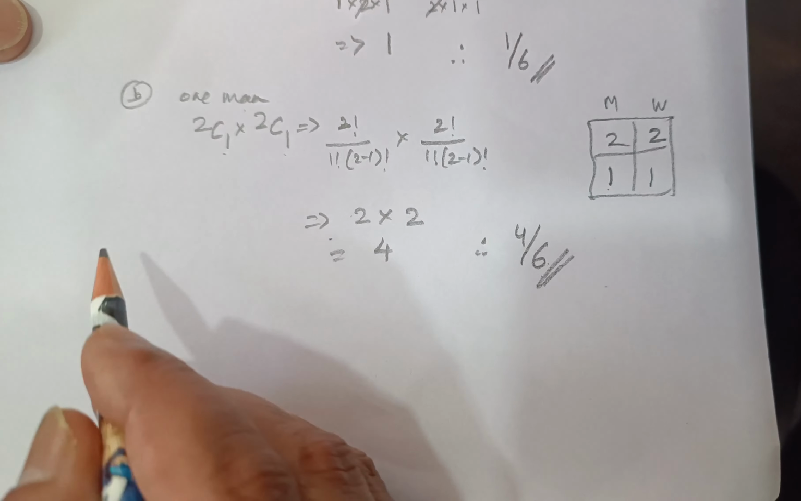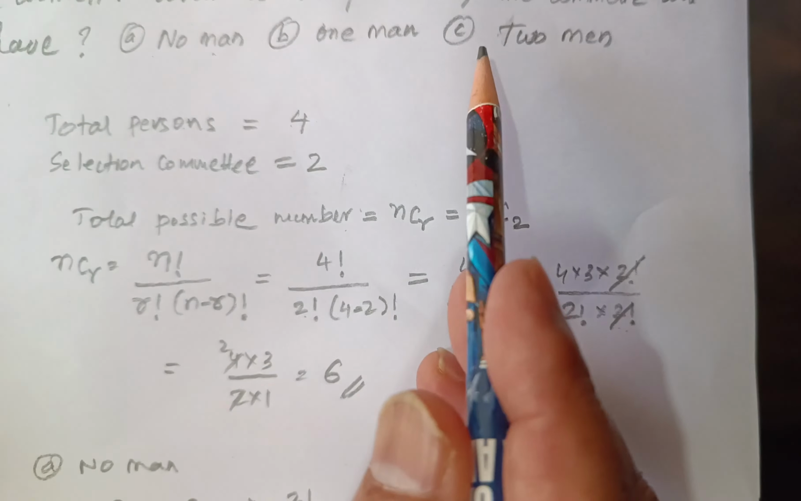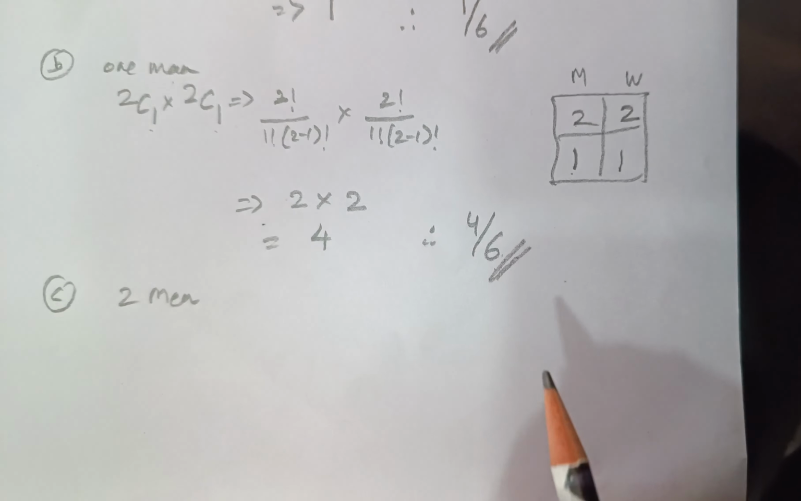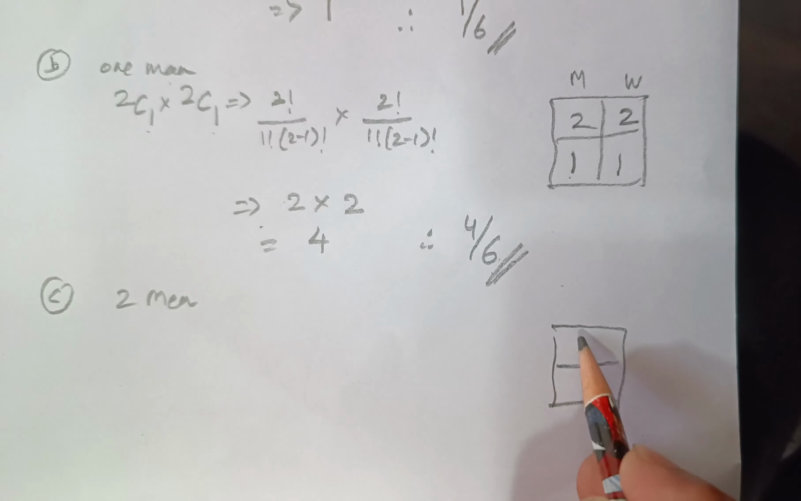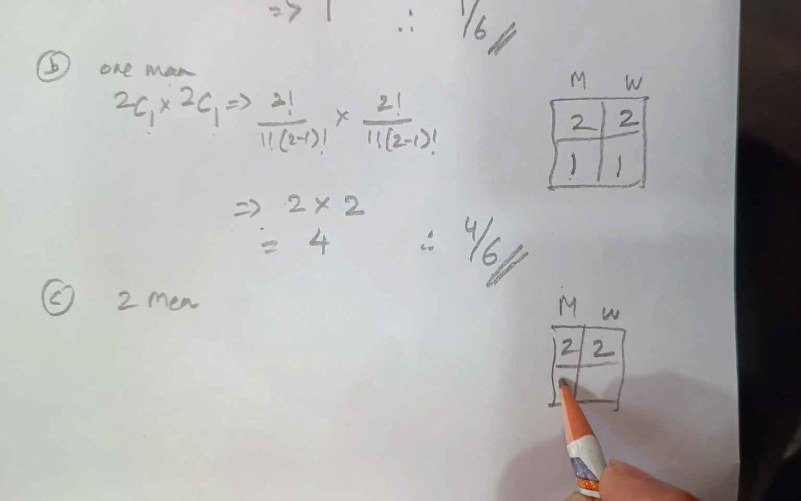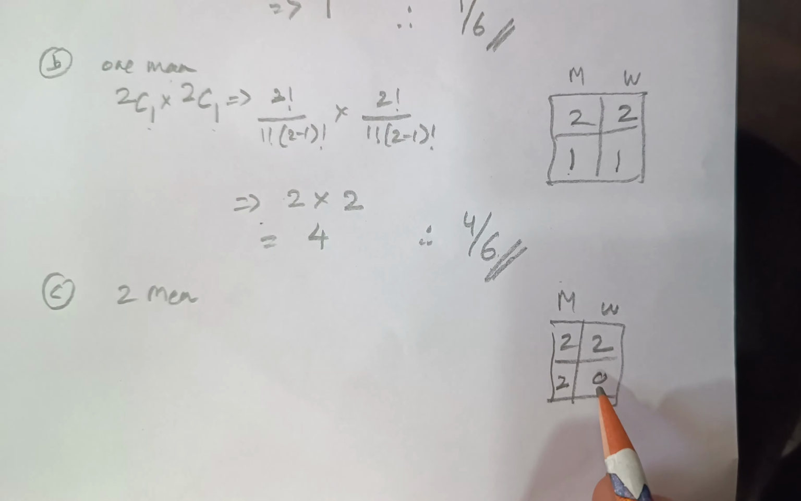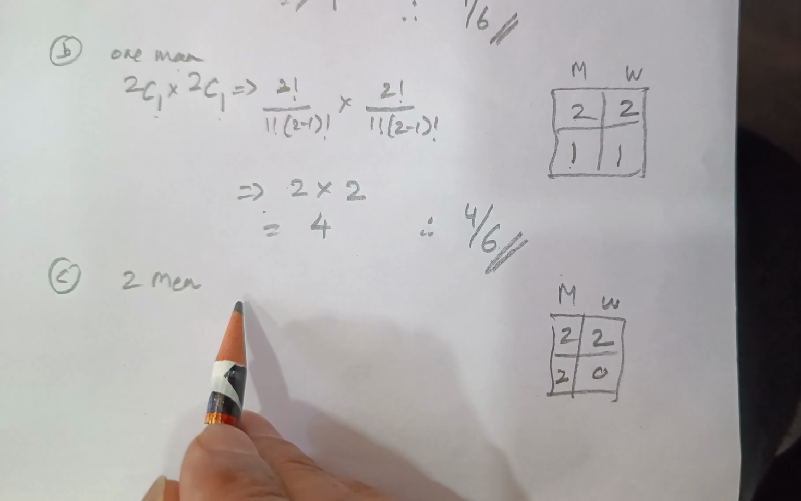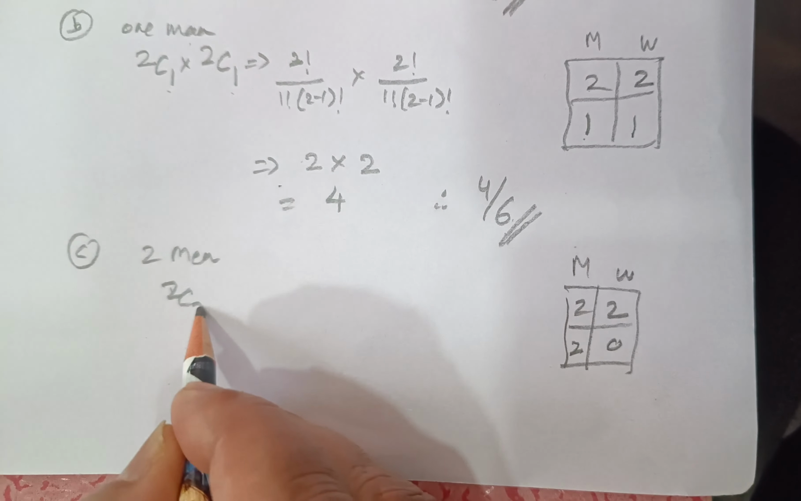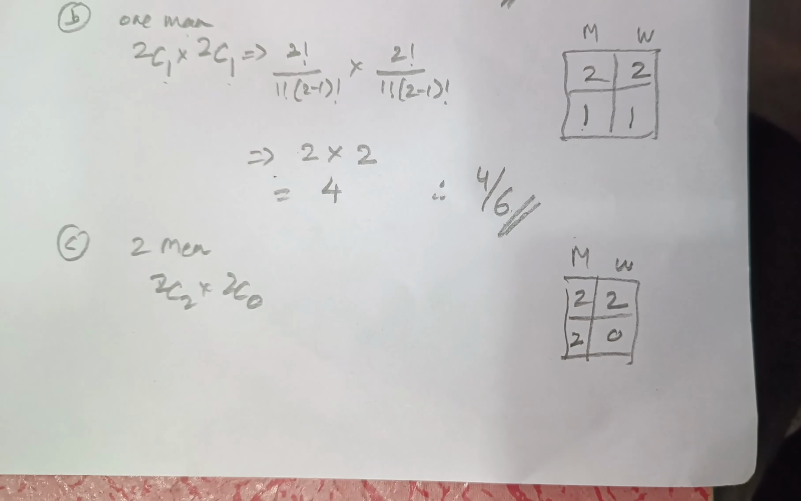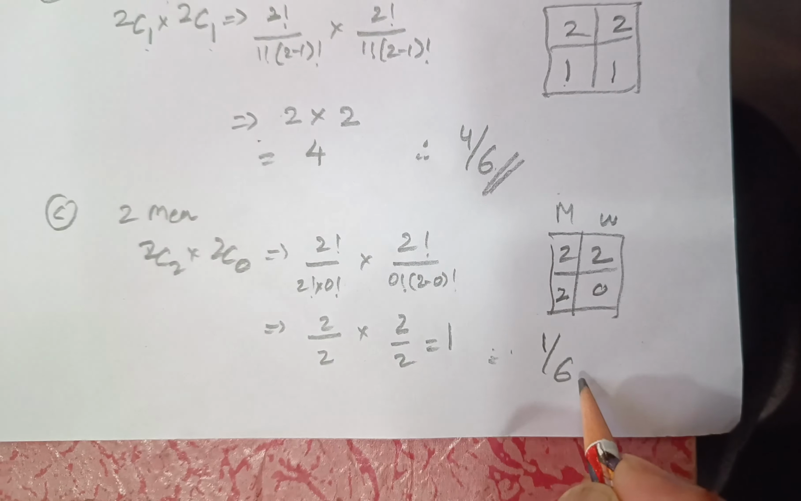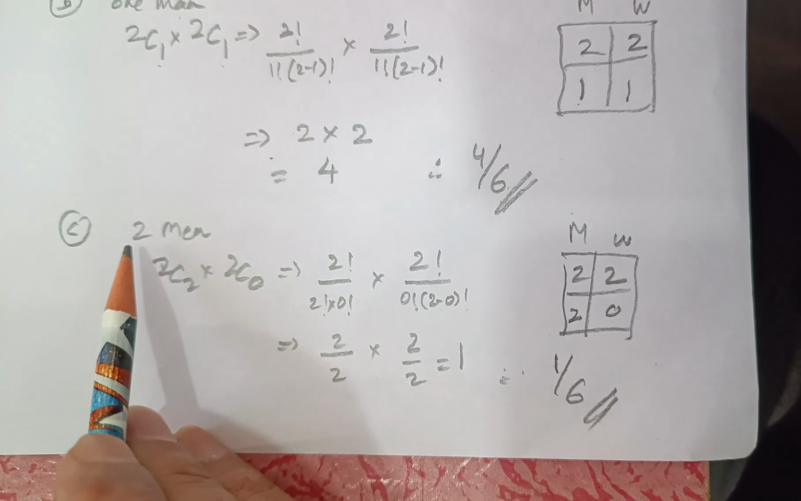Similarly, we can do it for the third one, that is 2 men. Again using this box with men and women, 2 and 2, if there are 2 men, there should be 0 women, so that the total of 2 committee members is formed. Using the formula, we can write 2C2 into 2C0. Simplifying, we get 1, therefore 1 divided by 6. This is the probability of 2 men.